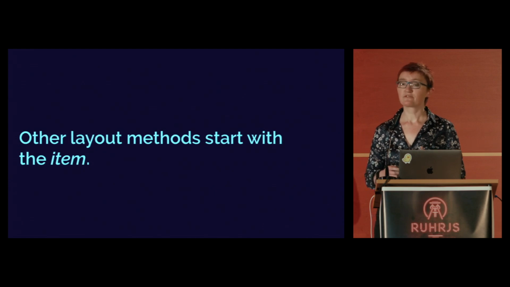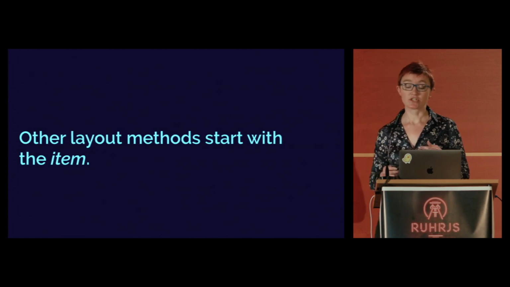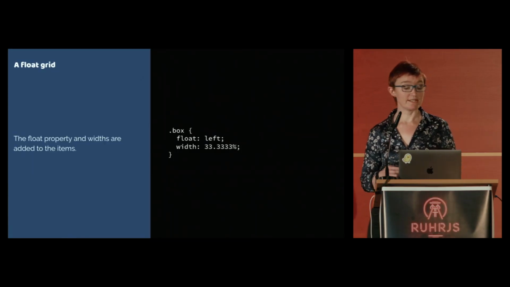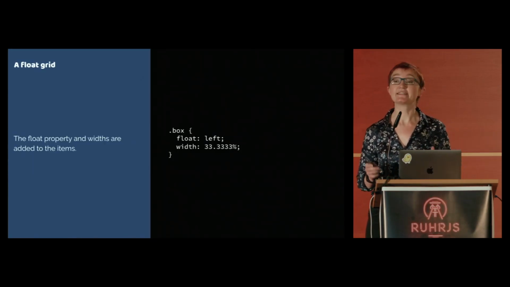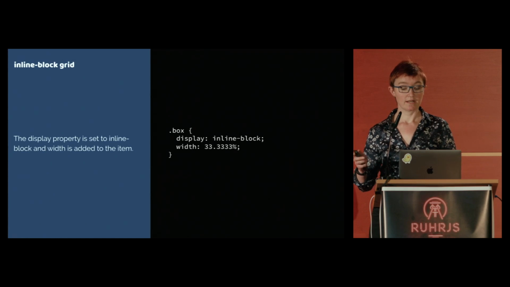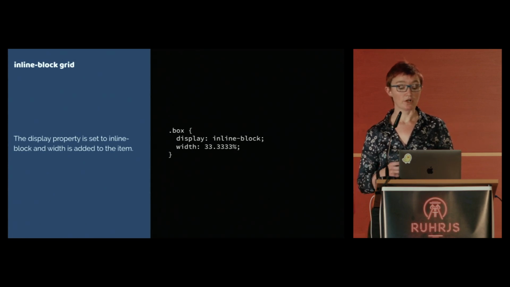But the thing to sort of remember is that other layout methods start with the item. And I think that's why people are confused sometimes with grid, because they're very used to creating layout by putting widths on items and making them all line up. So if we have a float grid, that's exactly what we do. We say, well, I need to float this thing, I need to give it a width, and then all the other things will have a width too, and so they'll sit next to it, it'll look like I've got a grid. We do the same with inline block.